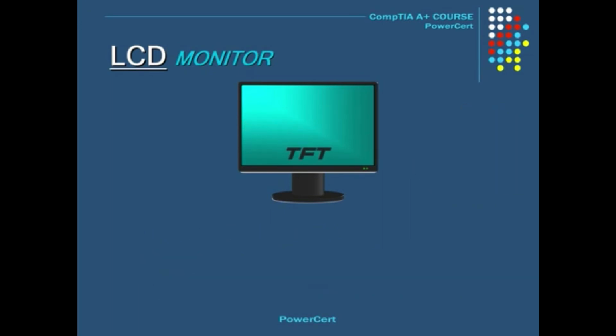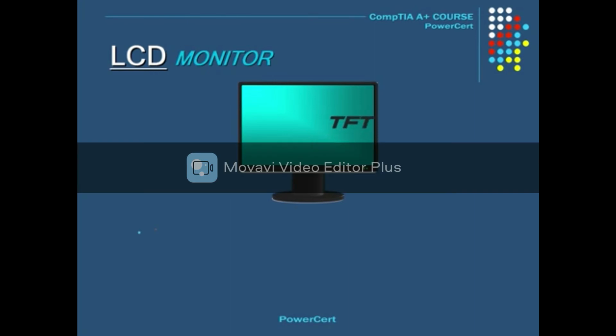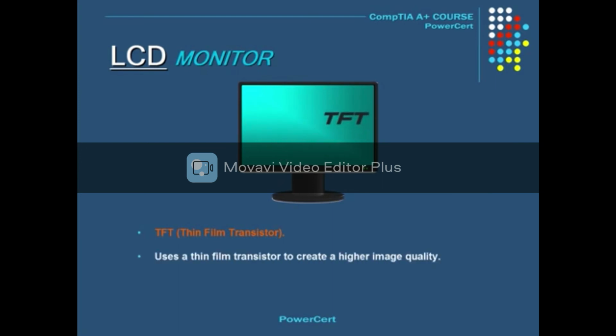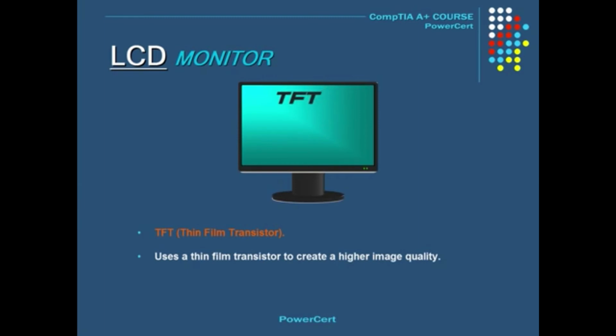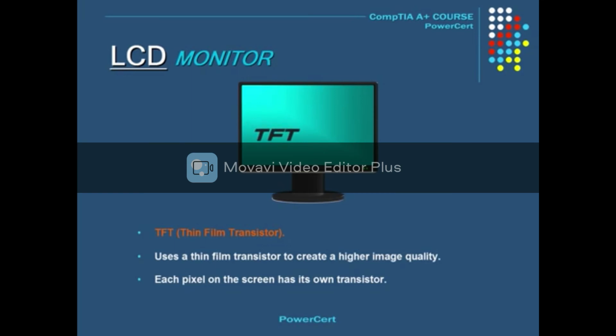Modern LCDs use a technology called TFT, which stands for Thin Film Transistor. And as the name implies, this technology uses a thin film transistor to create a high-quality image when compared to a standard LCD, because each single pixel on the screen has its own transistor. And all LCDs sold today have TFT technology.